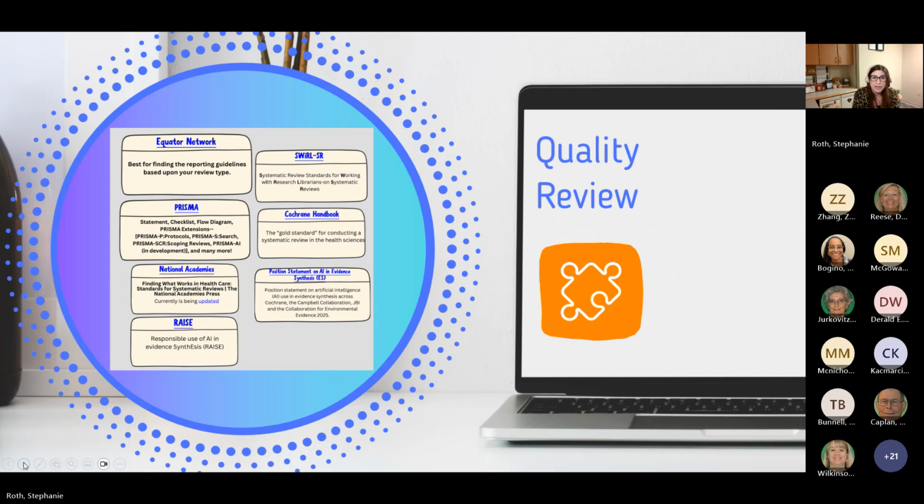The responsible use of AI is a big thing, so the RAISE guidance should be followed if you're using AI. The Cochrane Handbook is like the guide to doing a systematic review for Cochrane, but it's used around the world as sort of that gold standard for systematic reviews in healthcare. SWIRL SR is my own thing, but it's used by other librarians as well for the standards of working with us on the team. And then there's different position statements published about the ethical and responsible use of AI. So it's something to be aware of.